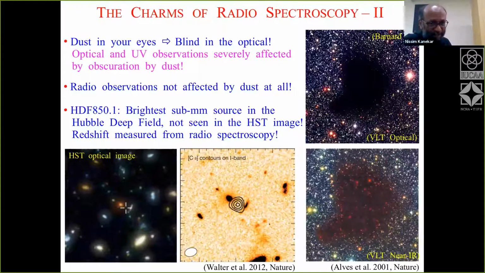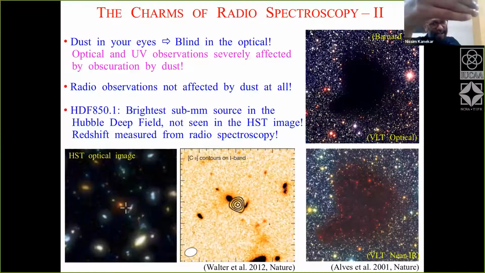And just to emphasize this, I thought I'd show you an image of what is called HDF 850.1. HDF stands for the Hubble Deep Field. The Hubble Deep Field was, until recently, the deepest optical image ever made. And you say, okay, this is fantastic. This is the deepest image you could make with the Hubble Space Telescope.